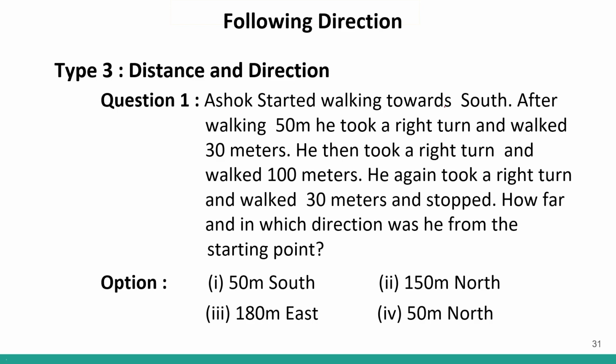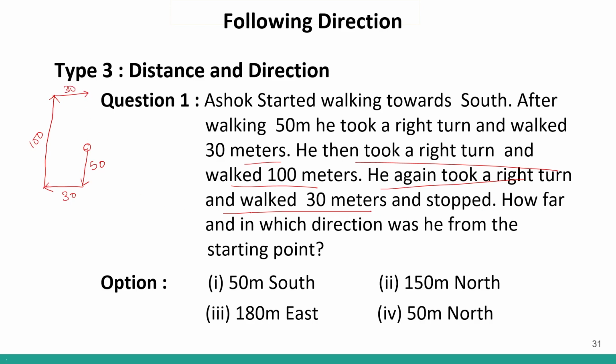Ashok started walking towards south. So Ashok is walking towards the south. After walking, let's say this is the starting point. After walking 50 meter, he takes a right turn and walked 30 meter. So this direction. He then took again a right turn and walked 100 meters. So from here, he'll walk here 100 meters. Right? He then again took a right turn and walked 30 meters. So right turn again and 30 meters. Here, he'll fall in the same line with the starting point now.